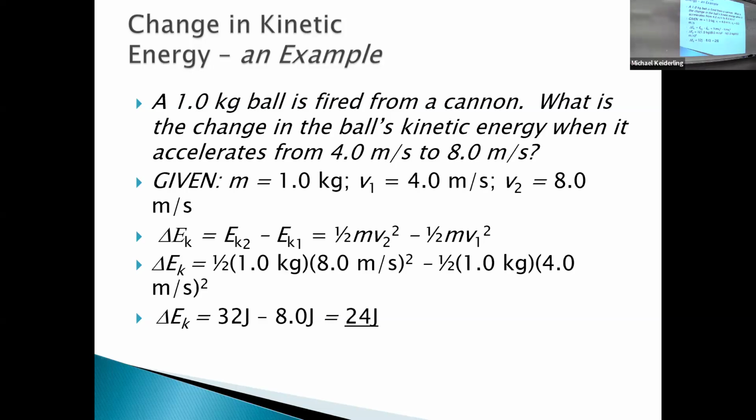So the change in kinetic energy is 1/2 times 1 kilogram times 8 meters per second squared minus 1/2 times 1 kilogram times 4 meters per second squared. So it's 32 joules minus 8 joules. So the change in kinetic energy is 24 joules. So in that period of time where it speeds up from 4 meters per second to 8 meters per second, it has 24 joules of work done.